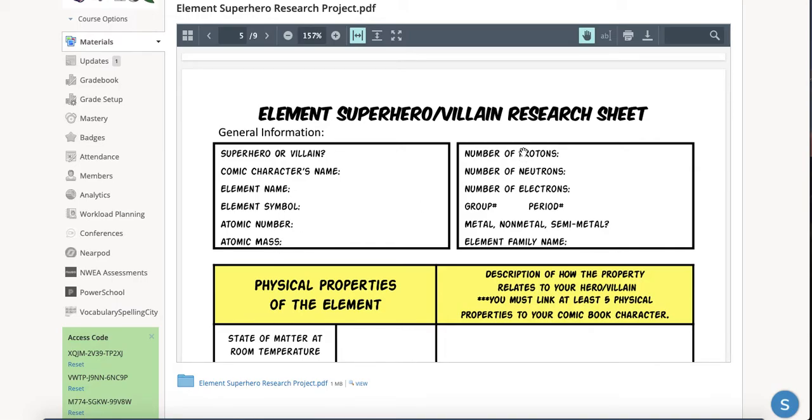Then mass number. I want to know how many protons there are, how many neutrons, number of electrons, the group, period. Is it in the metal group, non-metal, semi-metal? And then what is the element family name? And again, you guys should have learned what all of those things are in the PowerPoint presentation that you took notes on previously. If you are still having questions about that, you're not quite sure, let me know. Or better still, go back to your notes and find out what those things mean.